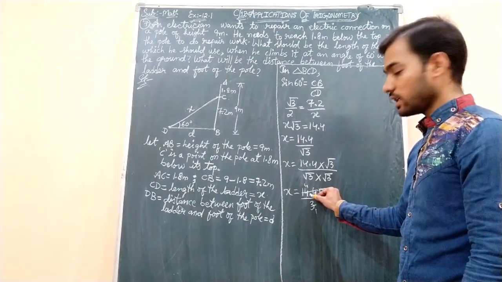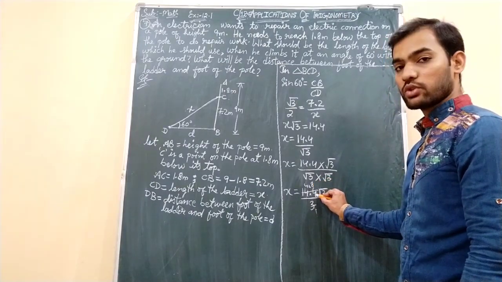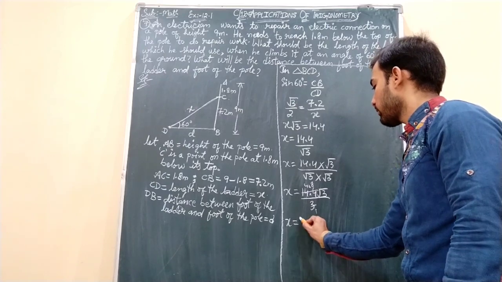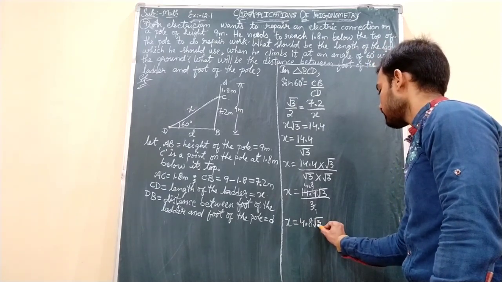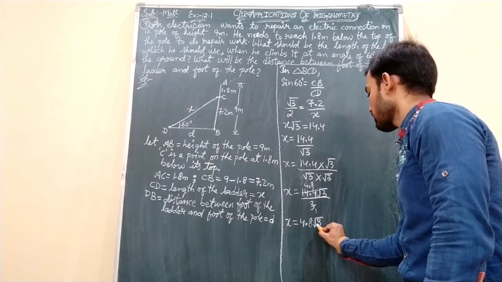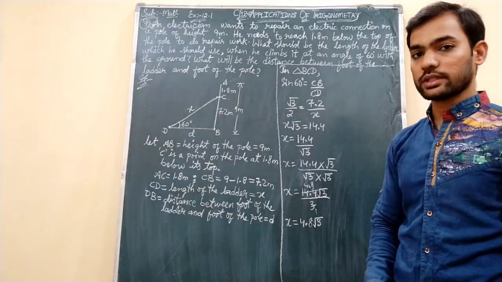But there is a decimal point in between, so I will take the decimal point. Then 3 eights are 24. So I got x value as 4.8 root 3. Okay students, so I got the length of the ladder, which is 4.8 root 3.